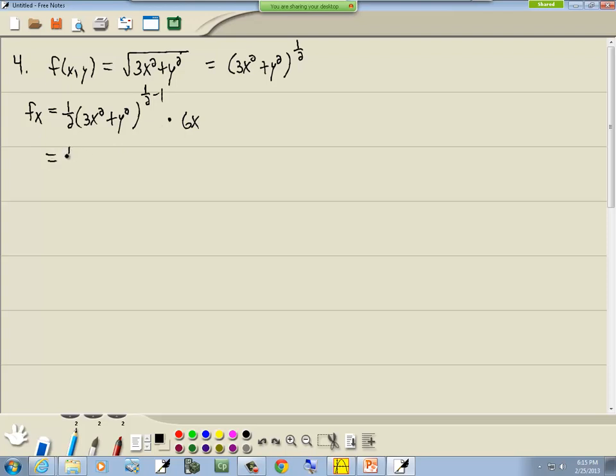Well, that gives us 1/2 times (3x squared plus y squared) to the negative 1/2 times 6x. 1/2 times 6 is 3, so we're going to have 3x over, and I'll take this negative 1/2 down to the denominator. So we've got (3x squared plus y squared) to the 1/2. So we're going to have 3x over the square root of 3x squared plus y squared.